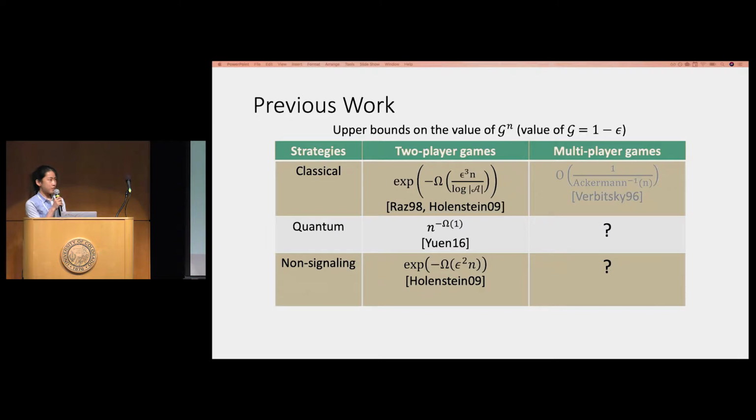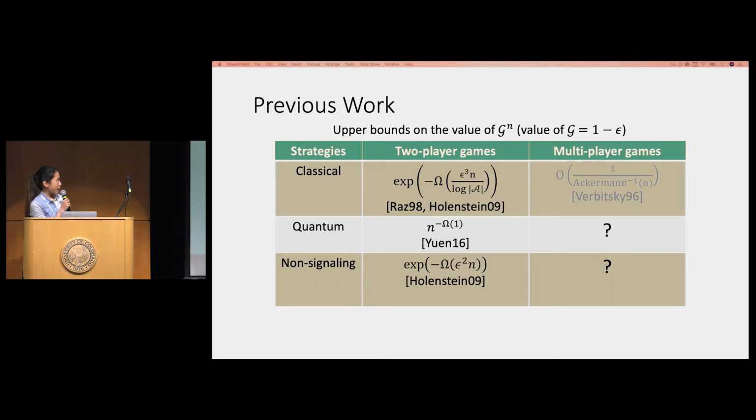So parallel repetition bounds have been widely studied for the 3 different strategy classes I mentioned. So for 2-player games, we actually have a pretty decent understanding of the n-fold parallel repeated game. We have exponential decay bounds for classical and non-signaling strategies, and we have an inverse polynomial bound for quantum strategies. Now, for multiplayer games, for 3 players or more, we really don't have a great idea of how the n-fold parallel repeated games can behave.